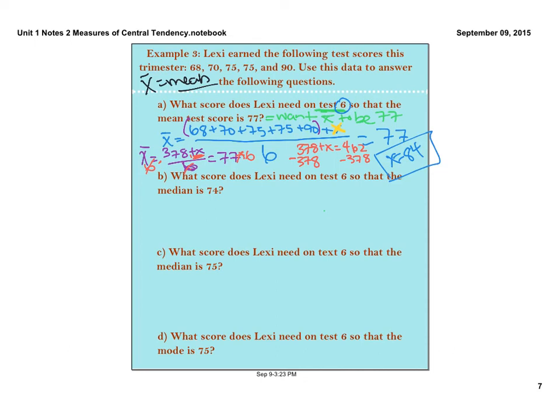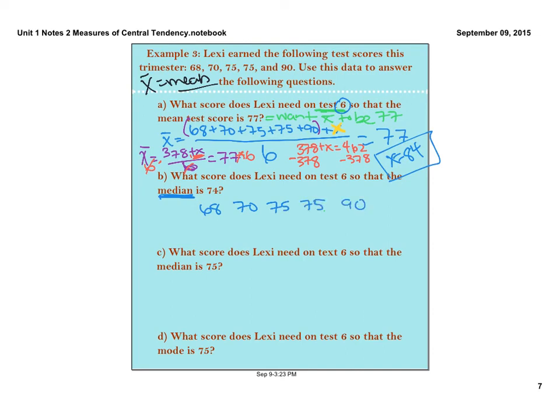All right, let's take a look at part B. Now I'm looking at the median. What score does Lexi need on test 6 so that the median is 74? All right, let's look at the 5 tests that she has. She has a 68, a 70, a 75, a 75, and a 90.